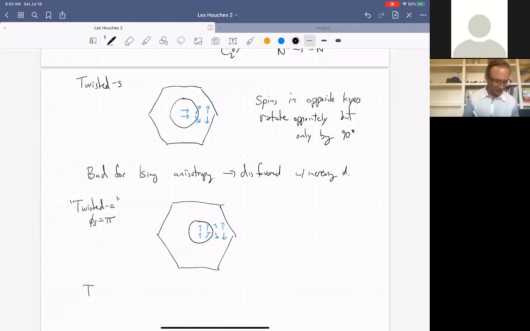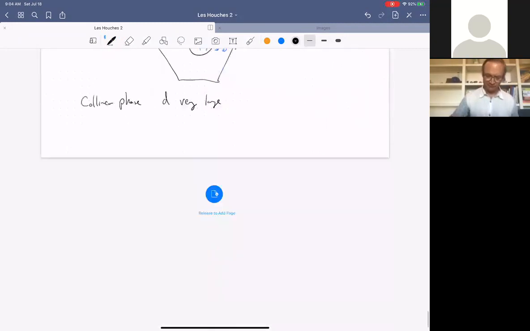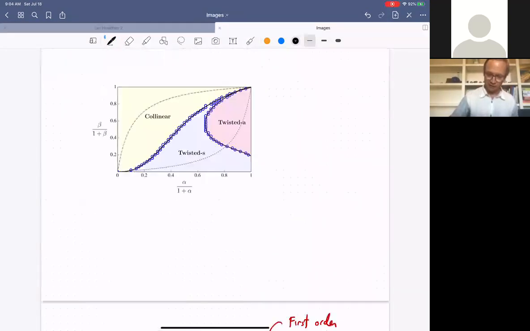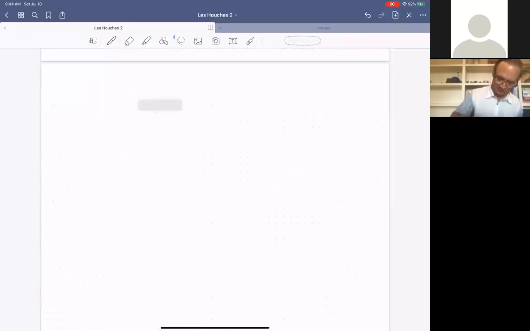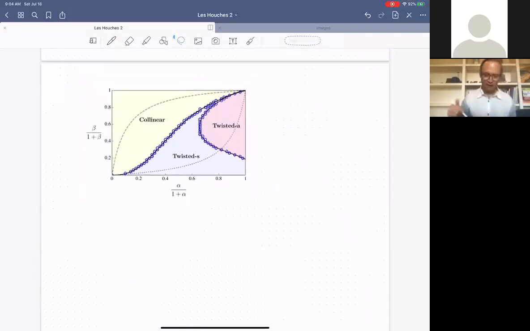And finally, the third phase is a collinear phase that occurs when D is very large. So if we go back to our phase diagram, I'll copy it over again. Now we can understand all these phases, okay? Here's the twisted S phase. This really occurs for most of the region of small anisotropy. There's a collinear state, and this twisted A phase is something that occurs when the layers become more strongly coupled.